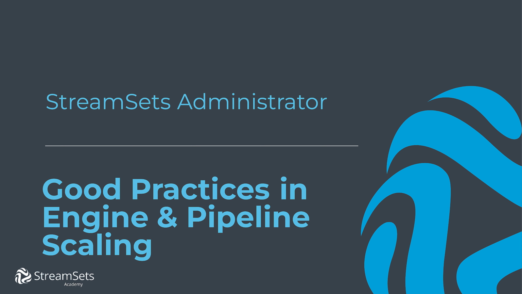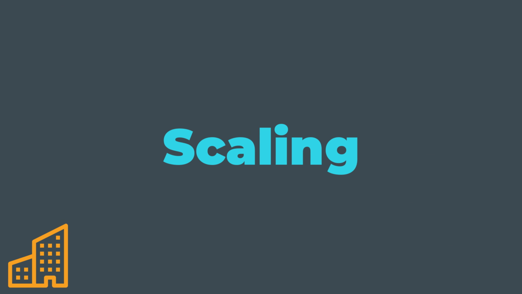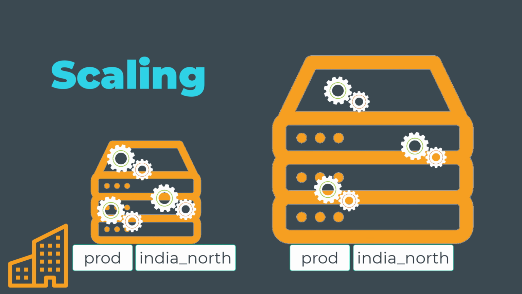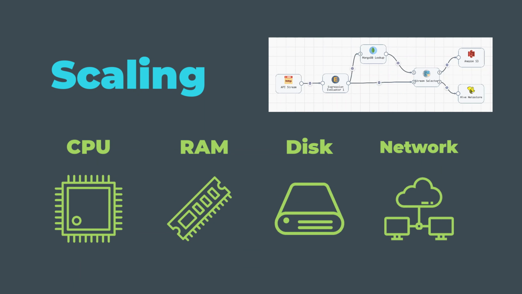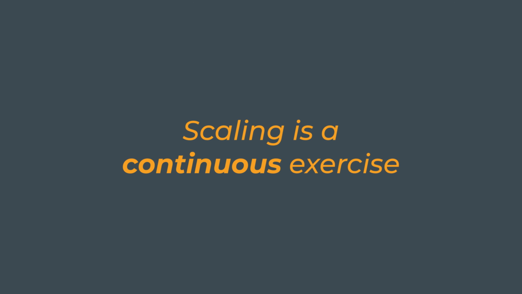In this video, we're going to talk about several good practices to follow when scaling your execution engines in Control Hub. In our last video, we learned that scaling refers to appropriately managing the size of the system running your engines. We also learned that resources, including CPU, RAM, storage allocation, and network I/O will all affect your ability to scale your engines. And we also asked you to remember that scaling is a continuous exercise within your organization.